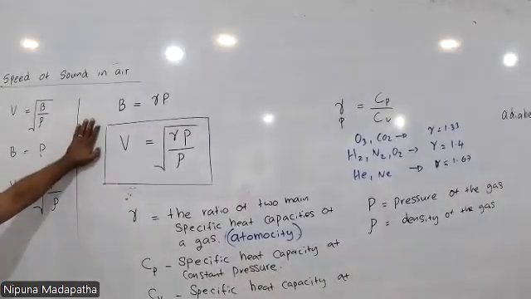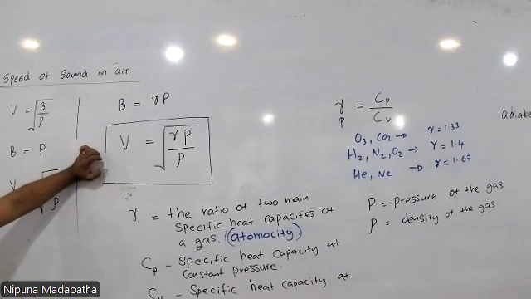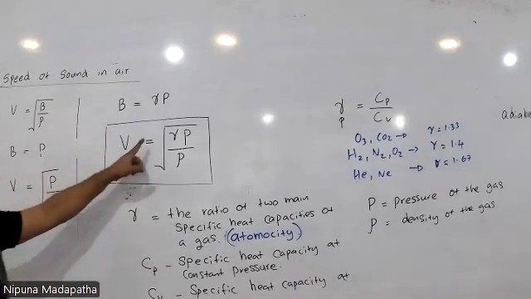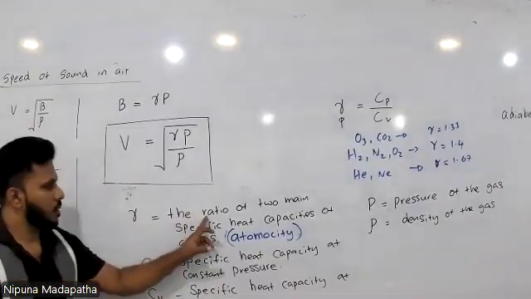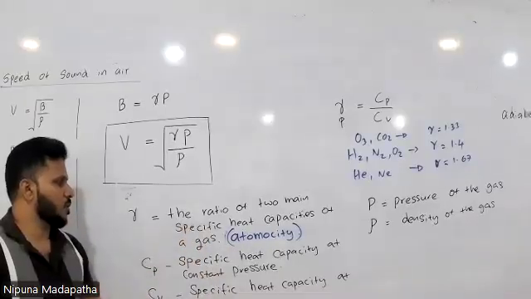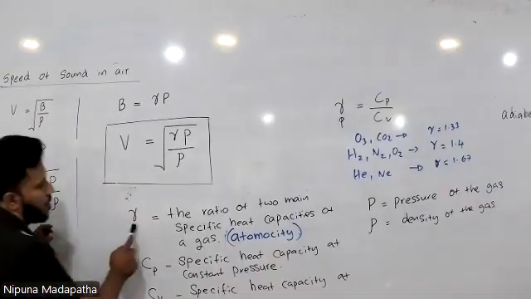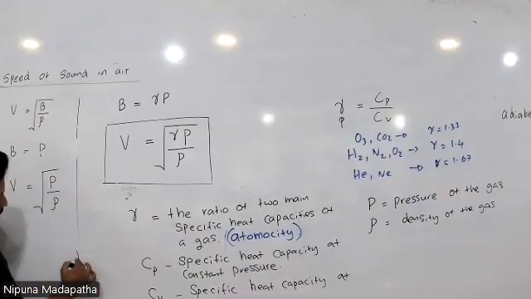Hence, the speed of sound in air or a gas is given by V equals the square root of gamma P over rho, where gamma is the ratio of the two main specific heat capacities of a gas. These are the two main heat capacities.